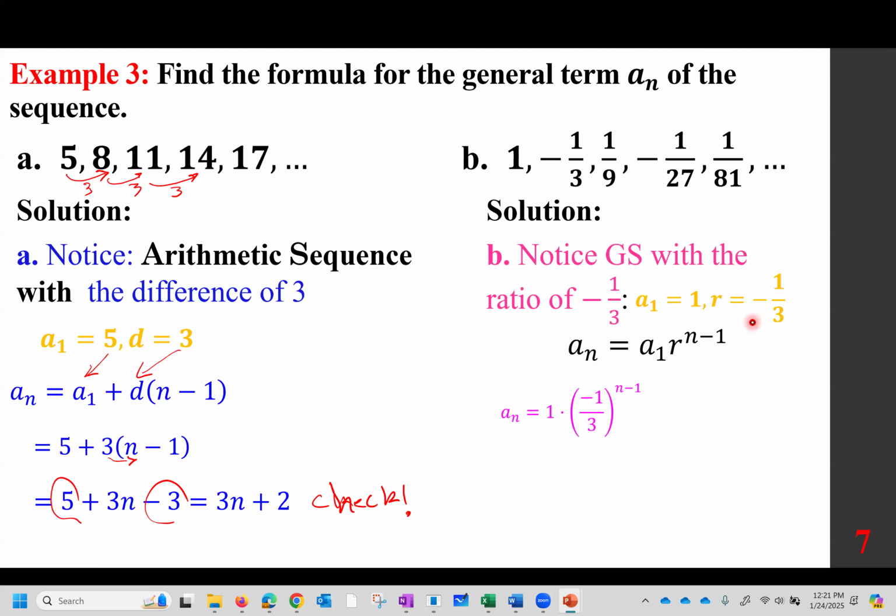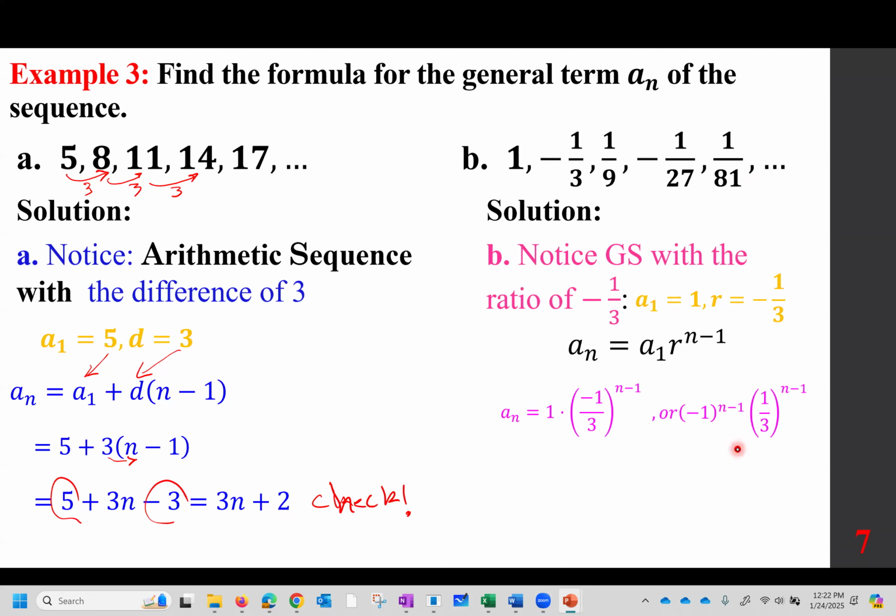Now, you can leave it like that, but generally speaking, when we are dealing with an alternating sign, as you can see, positive, negative, or vice versa, as long as it alternates, we like to separate the negative sign, and therefore negative 1 to the power of n minus 1, times 1/3 to the power of n minus 1. This is normally the notation we use to represent it.